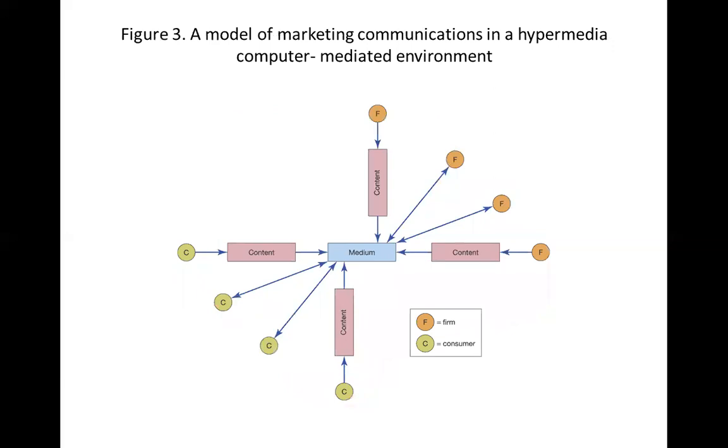So the next, figure number 3, is the model of marketing communications and hypermedia computer mediated environment. What is interesting in this picture? Above the line, we see the content that has the firm. We have different firms, and they are going in the medium, because they want to sell their product or their service. And below the line, we have the content with our consumers, people whom we want to sell to. So this is the line between our firm and the consumers that we call medium.